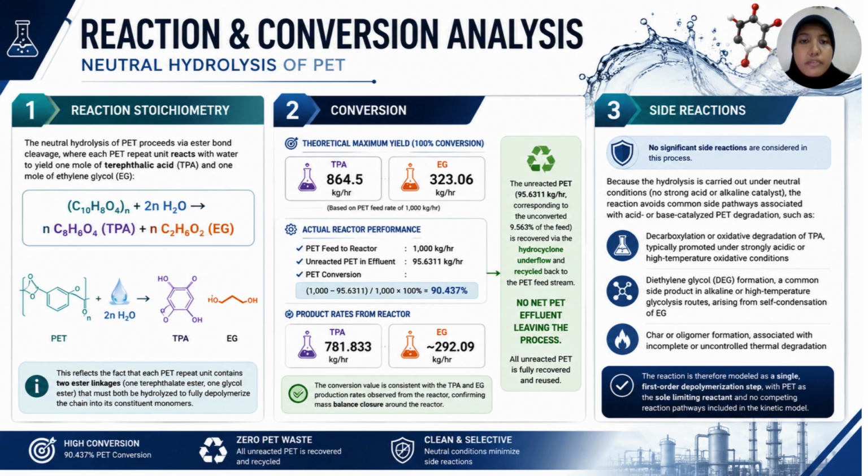With a raw PET feed rate of 1,000 kg per hour, our RCSDR reactor achieves a single pass conversion of 90.437%, yielding 781.833 kg per hour of TPA and 292.09 kg per hour of EG. What makes this design highly sustainable is that the remaining 9.563% of unreacted PET is entirely recovered by the hydrocyclone underflow and recycled back to the feed, leaving zero net plastic waste. Furthermore, by avoiding harsh acidic or alkaline conditions, we completely eliminate common side reactions like TPA decarboxylation or DEG formation.